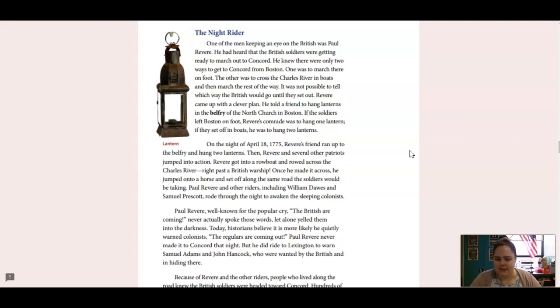Paul Revere, well known for the cry, "The British are coming," never actually spoke those words, let alone yelled them into the darkness. Today, historians believe it is more likely he quietly warned colonists, "The regulars are coming out."